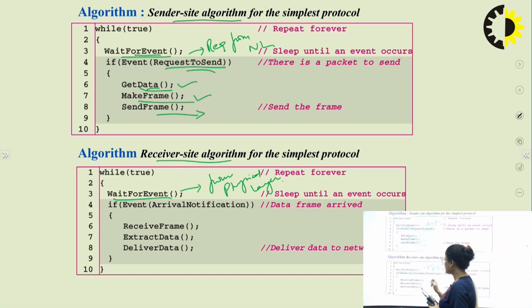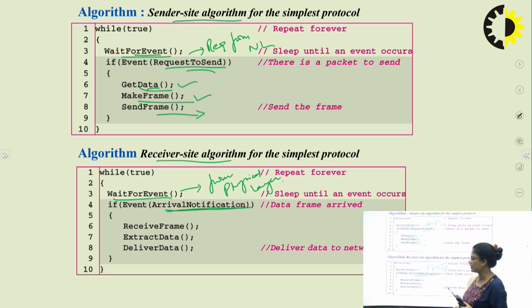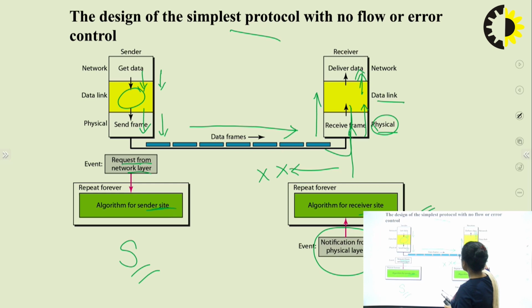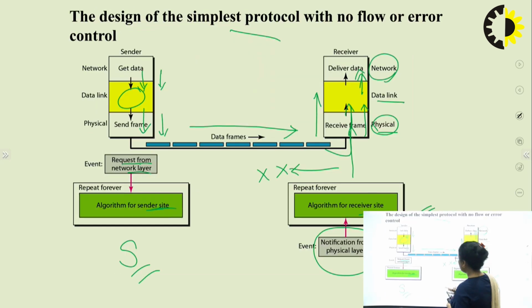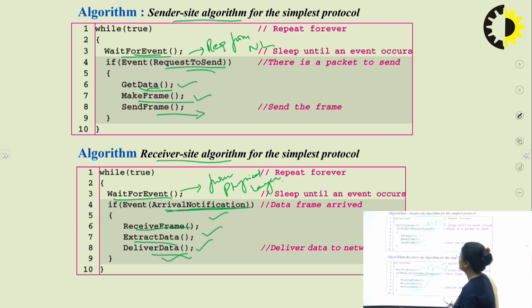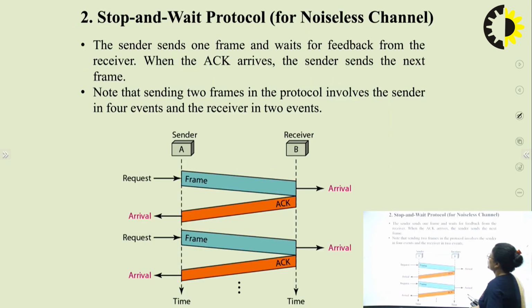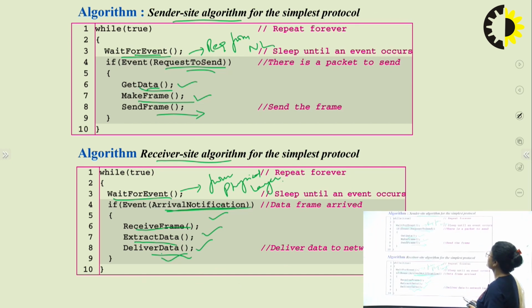Once such a notification comes, we are calling that notification an arrival notification. Once that notification comes, that means the data frames are being received. So what will it do? It will receive the frames. The data link layer will receive the frames. From the frames, it will extract the data, and then it will deliver the data to whom? If you remember, if you see the slide, it will deliver the data to the network layer. So this is how this simplistic protocol works, a very, very idealistic protocol which is non-existent.